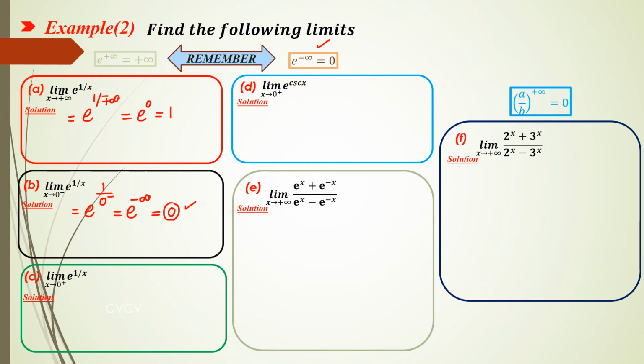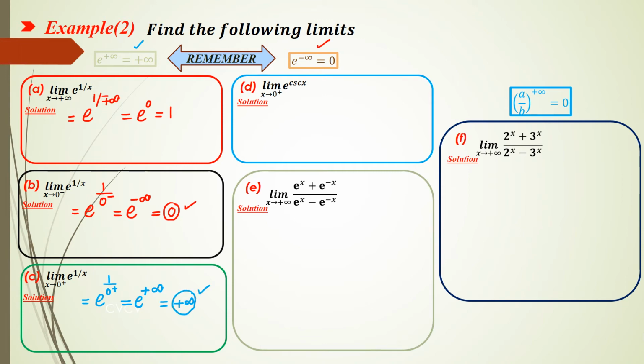In part C, we have the same function also, e to the power 1 over x, but x goes to 0 from right. And by direct substitution, this is equal to e to the power 1 over 0 from right. And 0 from right means positive number. And 1 over 0 equals infinity or negative infinity, but since we have 1 over 0 from right, this means we have e to the power positive infinity. And e to the power positive infinity equals positive infinity.